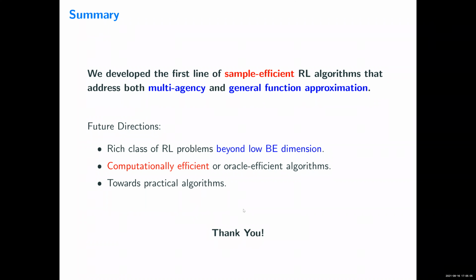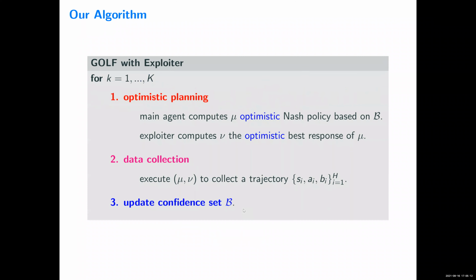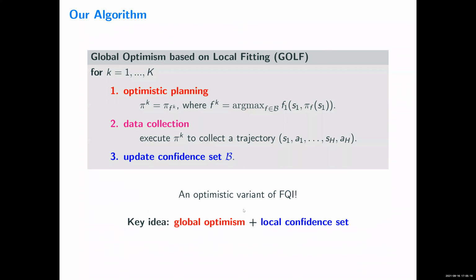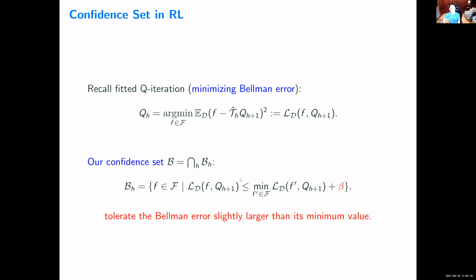So I had a quick question on your uncertainty sets. The way you defined it was every function in the function class such that your Bellman error was within beta, right, of the minimum? Yeah. Sorry, this should be FH. Yeah, no, FH. Yes, sure.